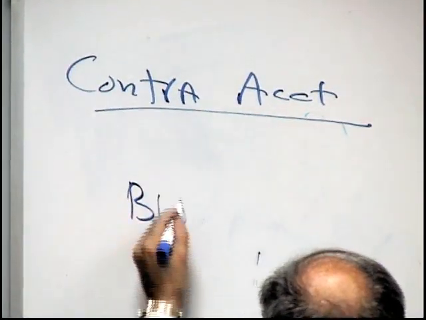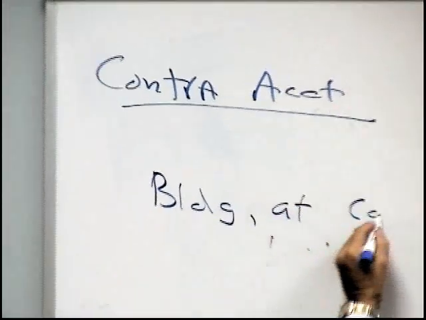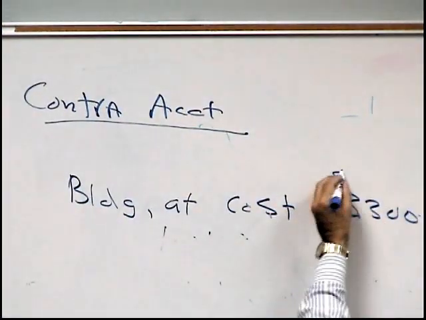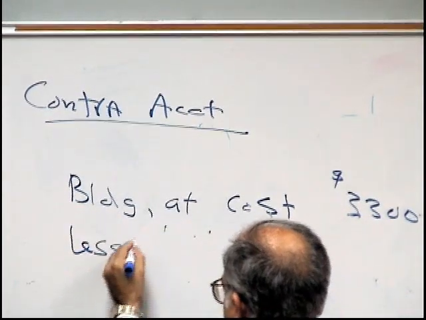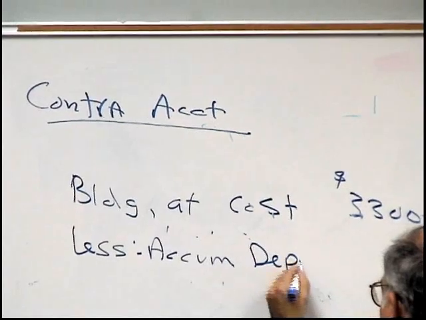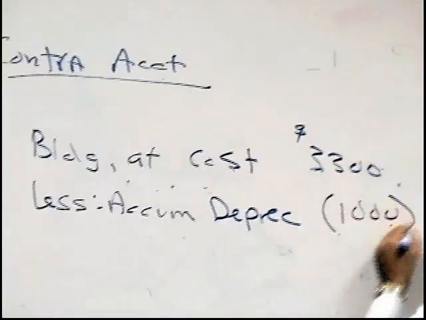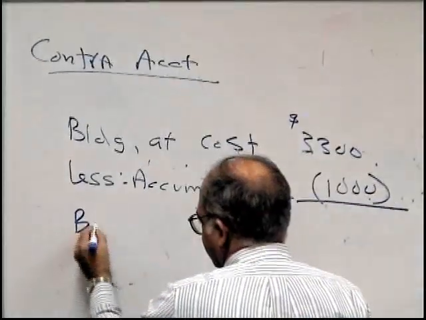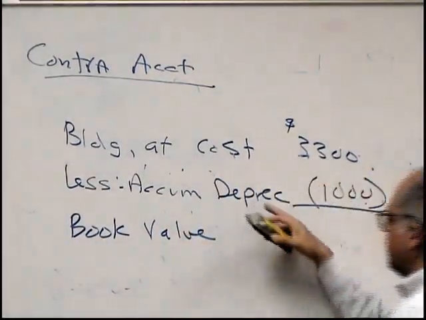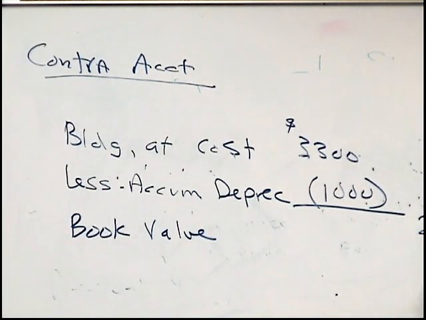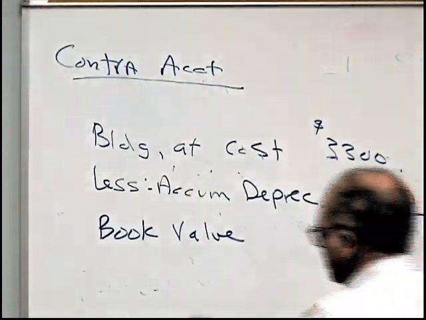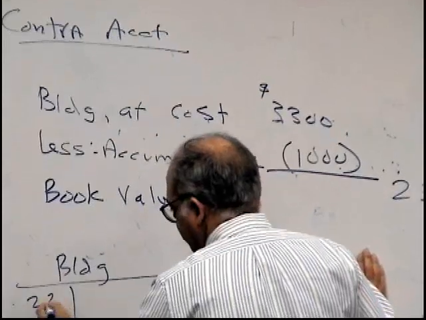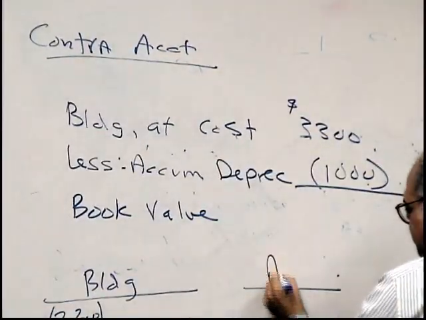You have, let's say, a building, and this is at cost. It's $3,300. We have a contra account called accumulated depreciation, and it has $1,000 in it. And we show the building at book value, by definition the historical cost minus the accumulated depreciation, which would be $2,300. This contra account thing seems to be a problem for people. So here's the building, $3,300. Here's the accumulated depreciation account.